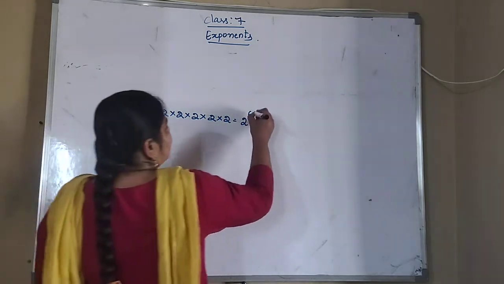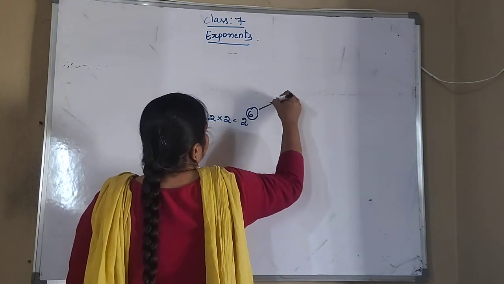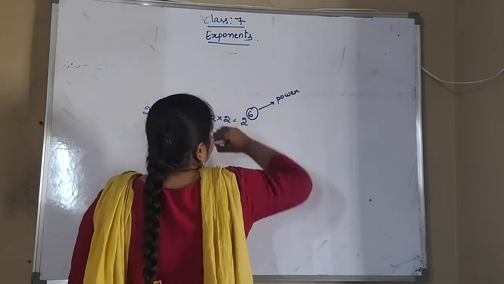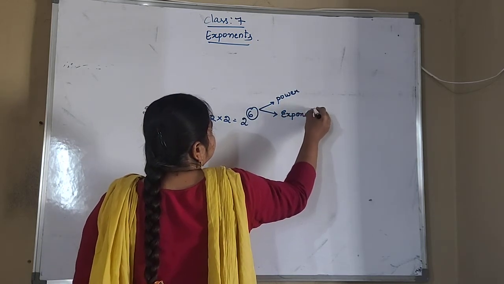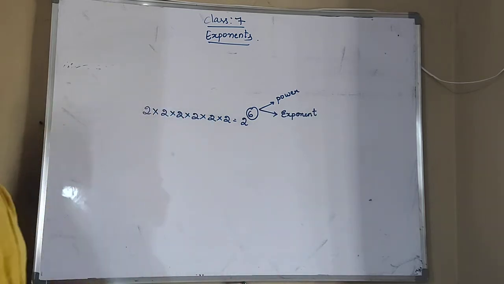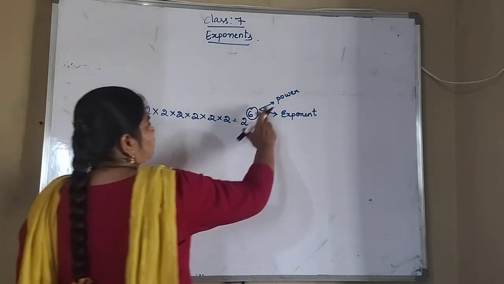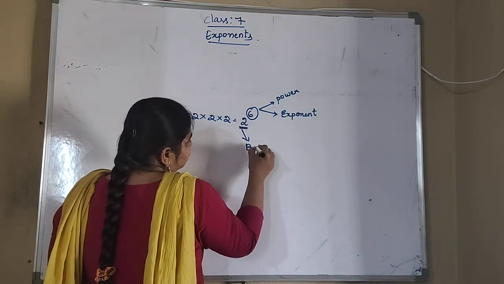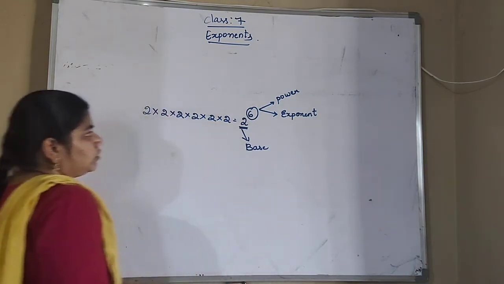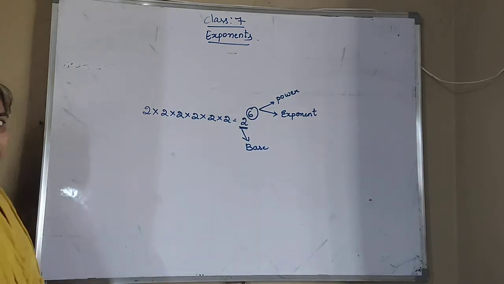Okay. So this 6 is called the power, or we can also call it the exponent. So 6 is called the power or exponent, and this 2 we will call the base.